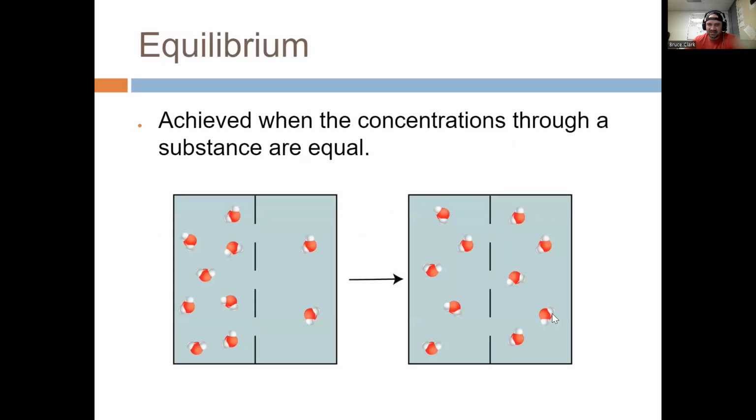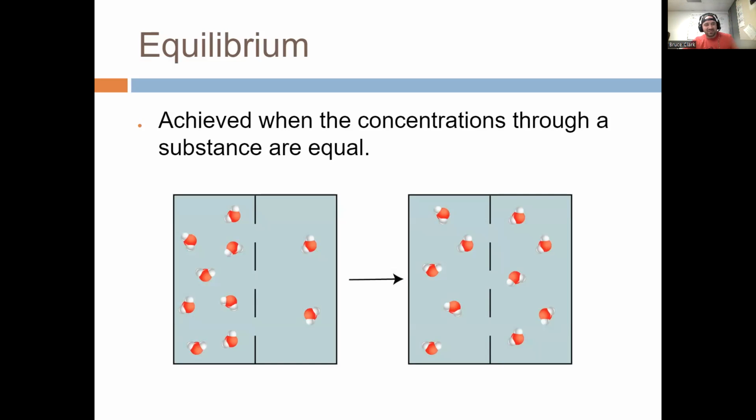What's equilibrium, you ask? Equilibrium, next vocab term, is achieved when concentrations through a substance are equal. So when those particles, whatever we're looking at, are evenly spaced out, then the movement will slow down. It's not going to stop, but it's achieved equilibrium status. Same thing with air fresheners. You're going to spray that air freshener. This area is going to smell like scented whatever at the start, and it's going to keep spreading out until it fills the whole room.